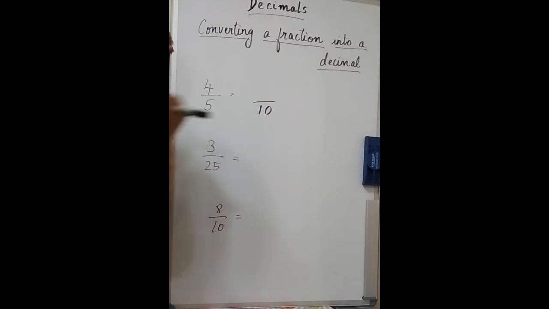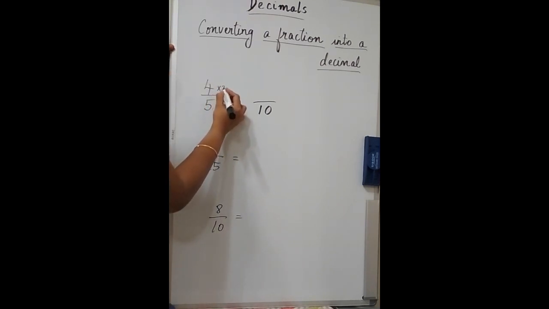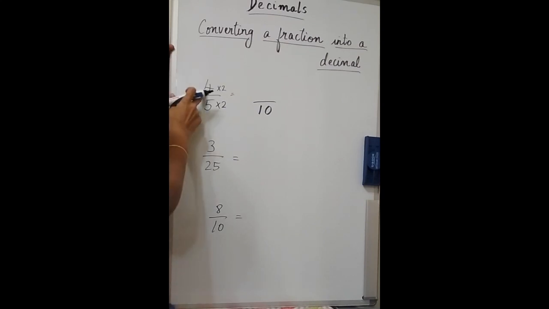So 5 is going to become 10. How will 5 become 10? If I multiply 5 by 2, then it becomes 10. So when I multiply the denominator by 2, what should I do with the numerator? Numerator also has to be multiplied by 2. So 4 into 2, I am going to write it as 8. Now we have converted a normal fraction into a decimal fraction. How did we do that? We just wrote an equivalent fraction for 4 by 5 with a denominator 10, right?